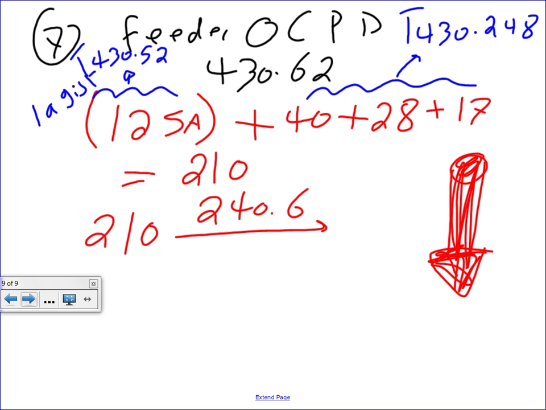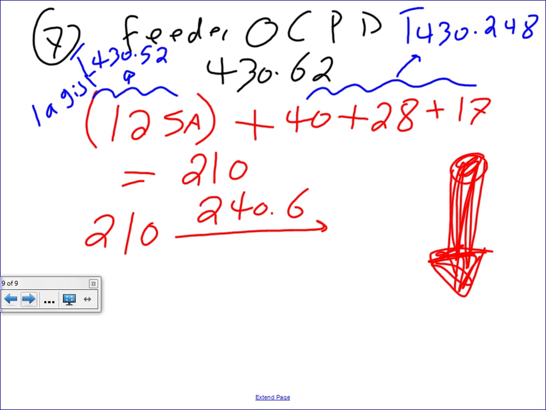You can't go up. Can't go up. No. If you read through 240, that's right, it's the feeders. For the branch circuit we go up, for the feeders we go down. Makes sense because we already went up.